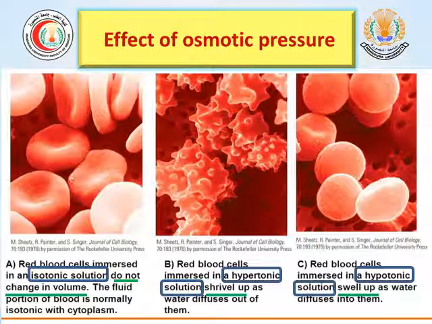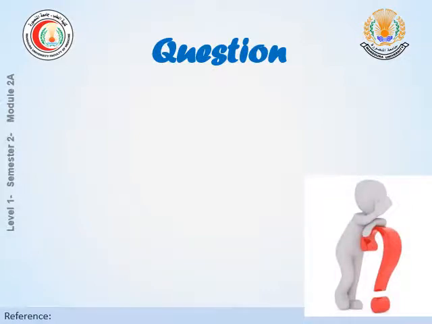This is also a picture for effect of osmotic pressure. Now, in picture A, RBCs immersed in isotonic solution. B, RBCs immersed in hypertonic solution. C, RBCs immersed in hypotonic solution.